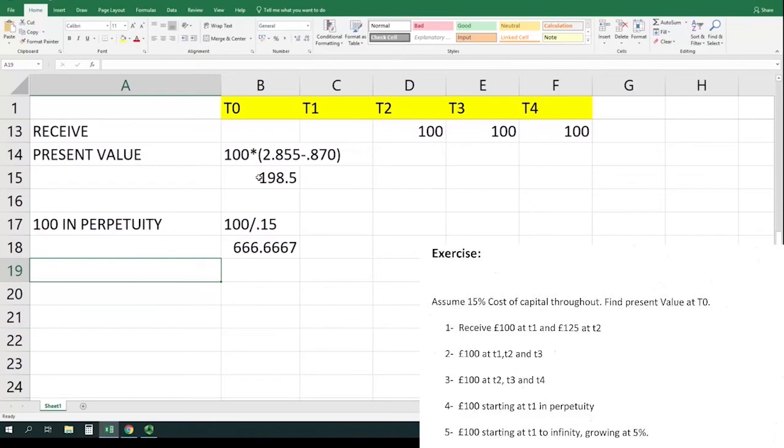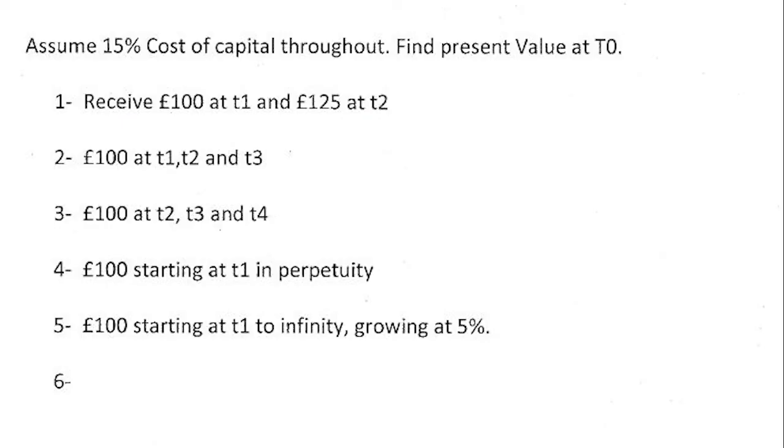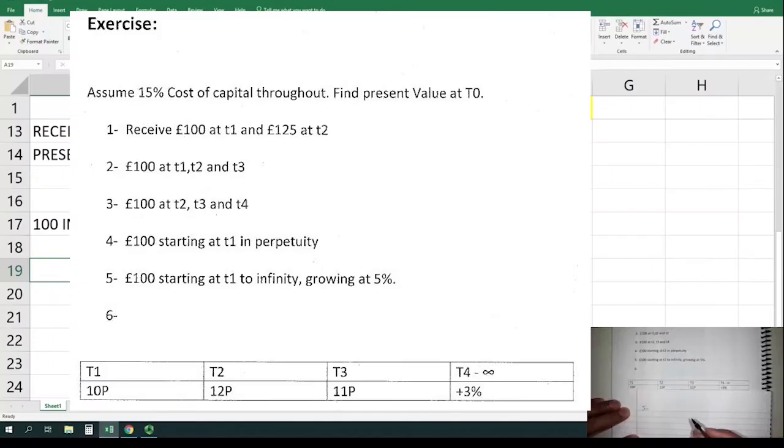Now, making it a bit more interesting. So £100 received, number 5, it's growing at 5%. D naught, P naught equals, and P naught is the present value, D naught times (1 plus G) divided by KE minus G. Okay. KE is cost of capital.